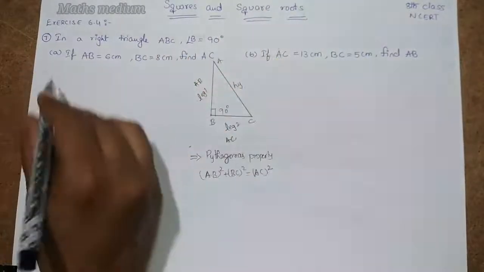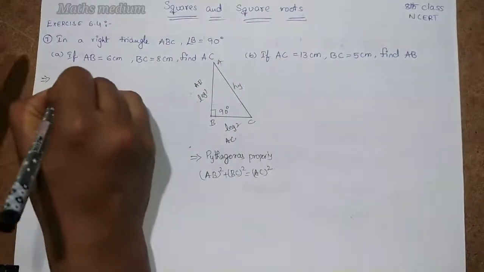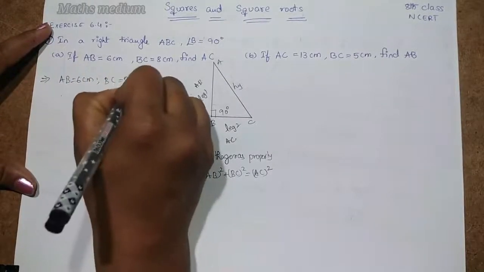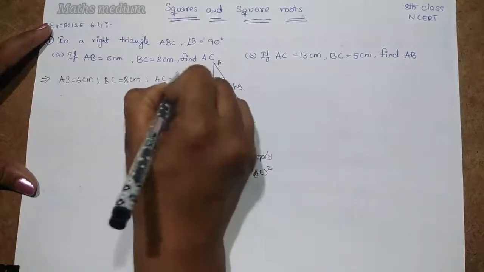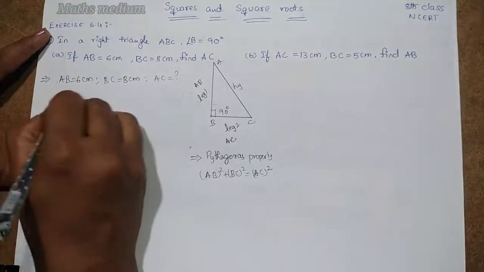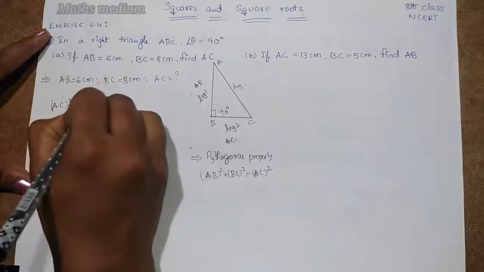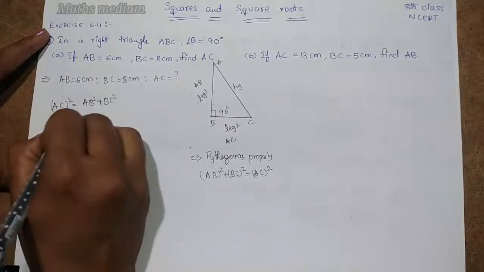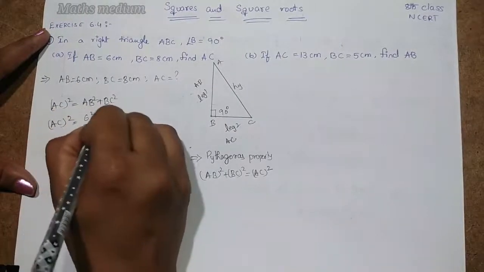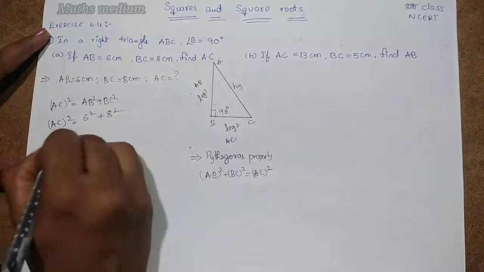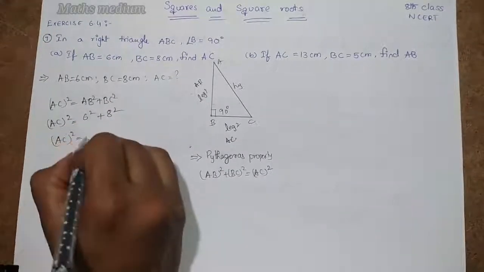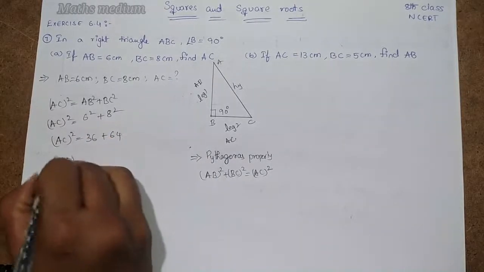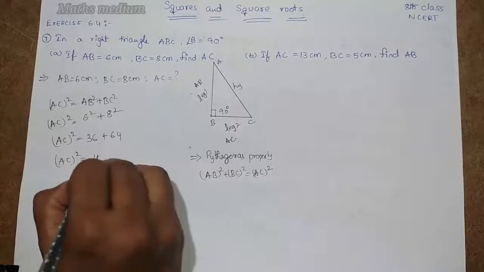So, let's start. AB is equal to 6 centimeters. BC is equal to 8 centimeters. AC we don't know, find it. By using this formula, AC square is equal to AB square plus BC square. So, AC square is equal to 6 square plus 8 square. AC square is equal to 6 6s are 36 plus 8 8s are 64. AC square is equal to 36 plus 64, we get 100.